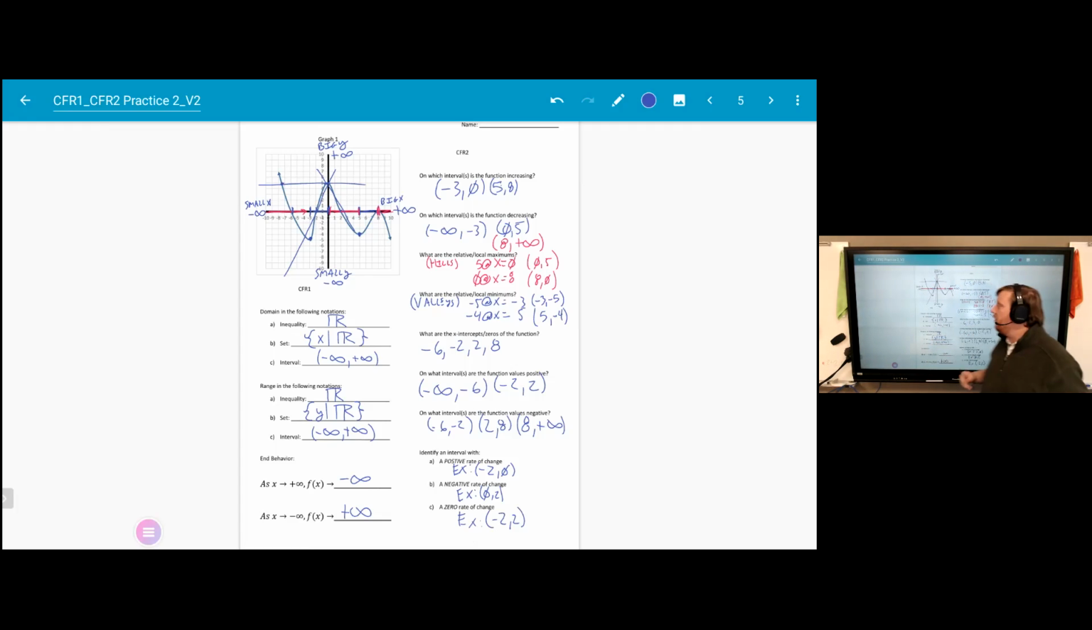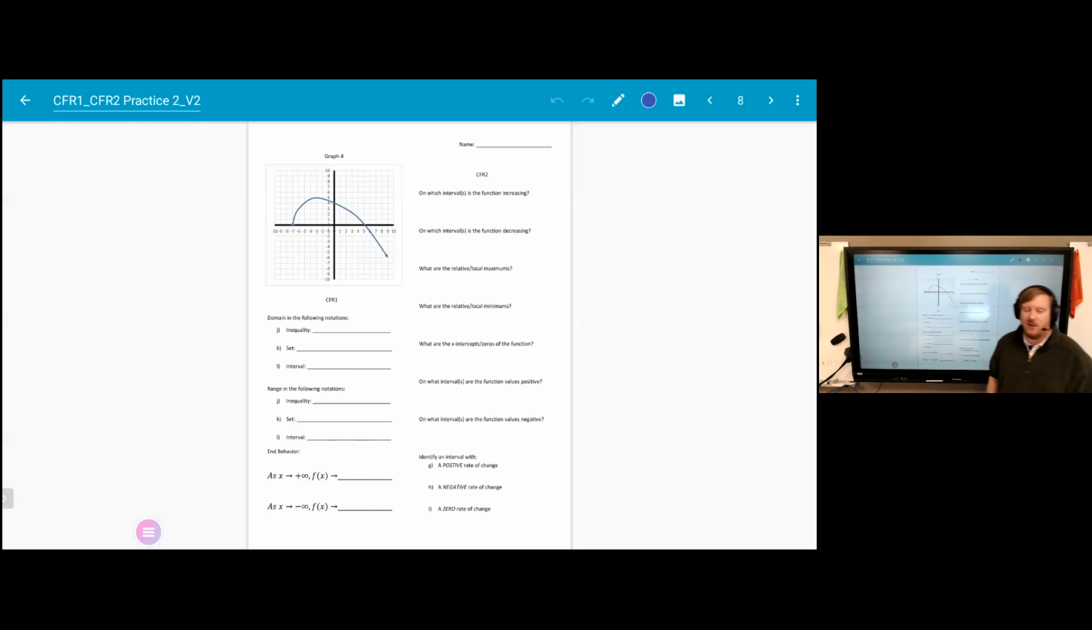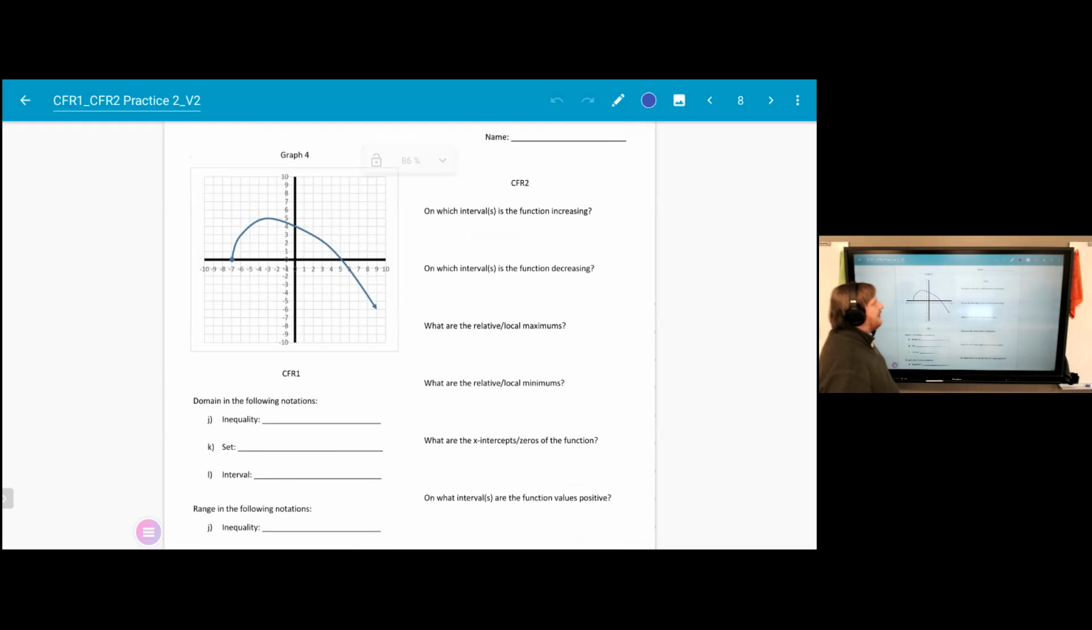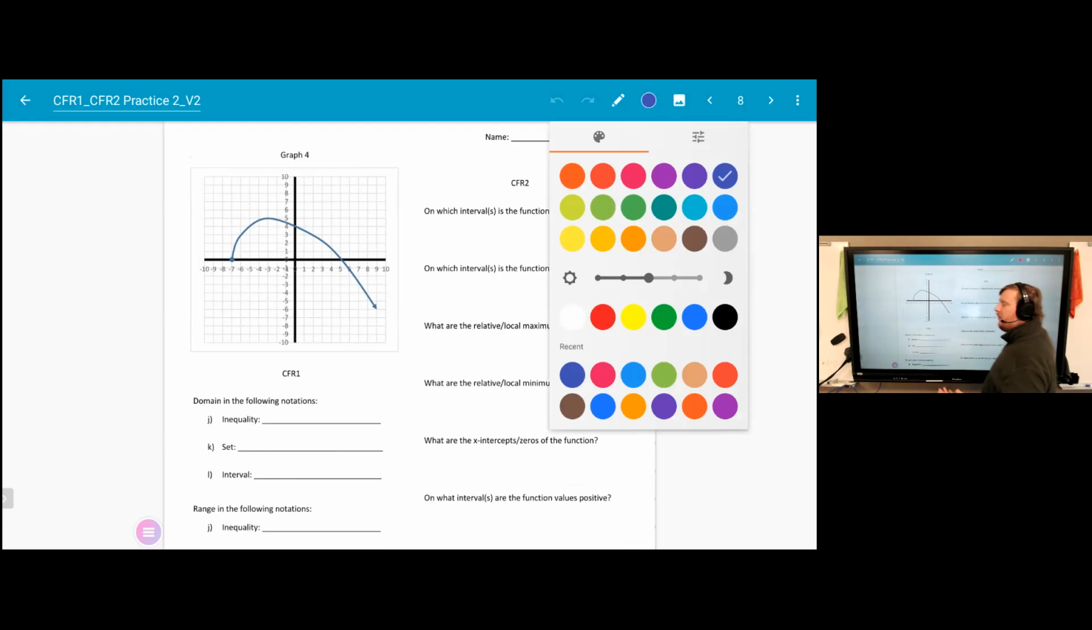Let me find one real quick that does not have an end behavior on one side, and we can take a look at that. All right, we're back with graph 4. Graph 4 does look a little goofy here. It's got this closed end point on the left-hand side, but an arrow on the right. So let's go ahead and start here with CFR1, our domain, range, and end behavior.